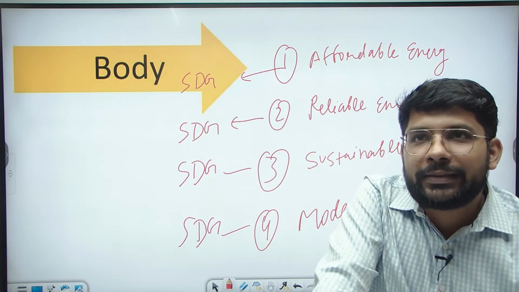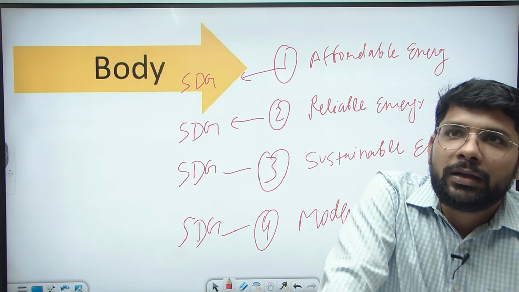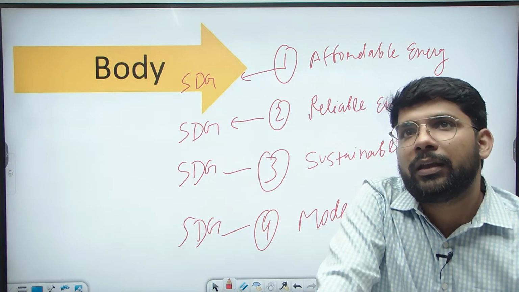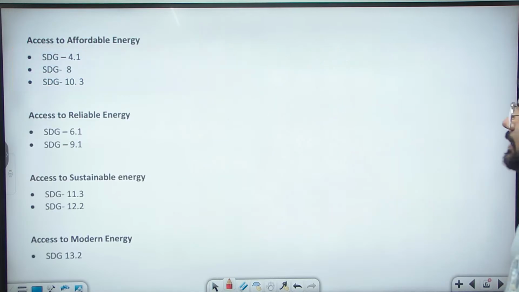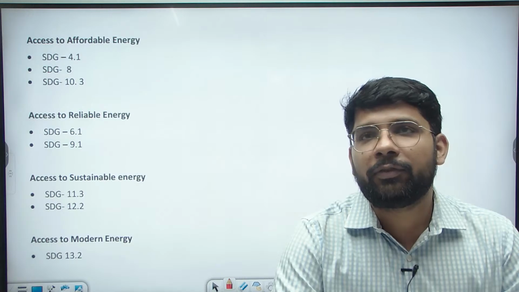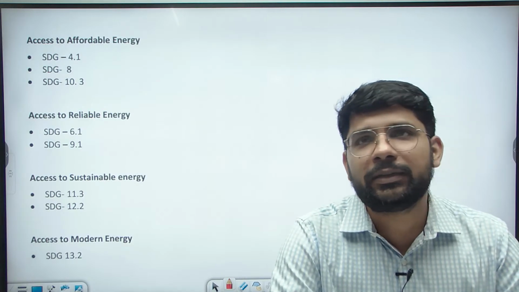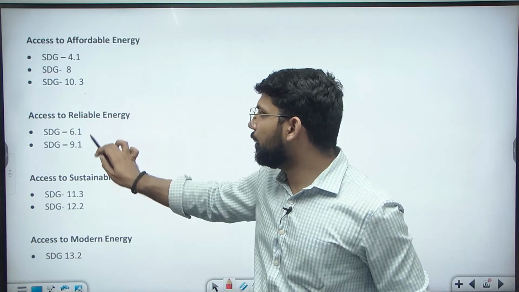If we know examples of the other SDGs which are linked with it, we will mention them in our answer, like Sustainable Development Goal 4 linked with this energy. So we will see the examples here. It is not compulsory that you write all these examples. You can write one, like in the first point, access to affordable, there are 3, SDG 4.1, 8, 10.3. There is no need to go much specific about it.